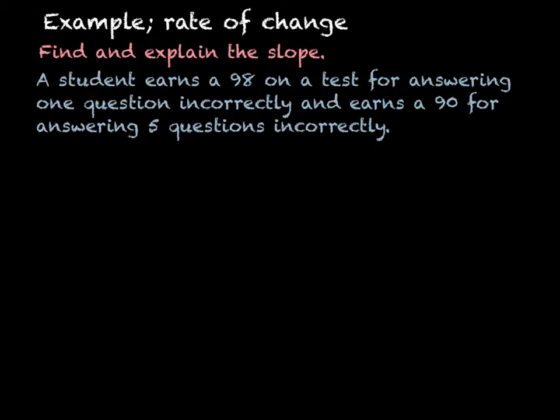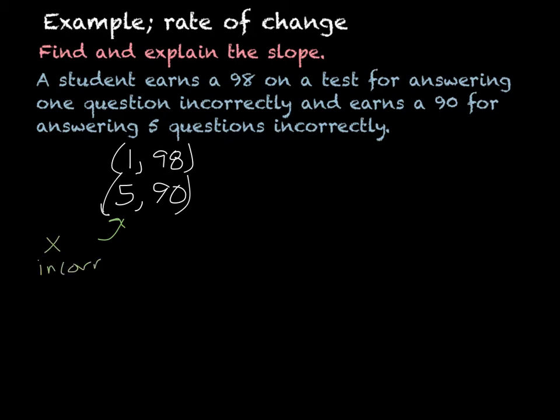Okay, now this next one, we want to find and explain the slope, or the rate of change, if you will. A student earns 98 on the test for answering one question incorrectly. So one question incorrectly is a 98. And then earns a 90 for answering 5 questions incorrectly. Okay, so basically I'm saying that my x is incorrect, and my y is the grade.